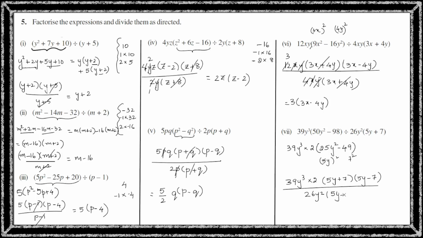5y plus 7. Okay, now cancel 5y plus 7 and you have 2y's here and 3y's here, so 1y is left, and you have 2 into 13 and 13 into 3. So the answer is 3y times 5y minus 7. So that will give you the answer.